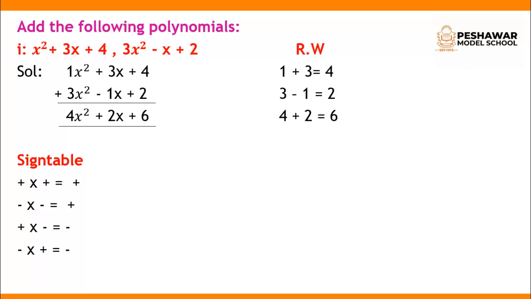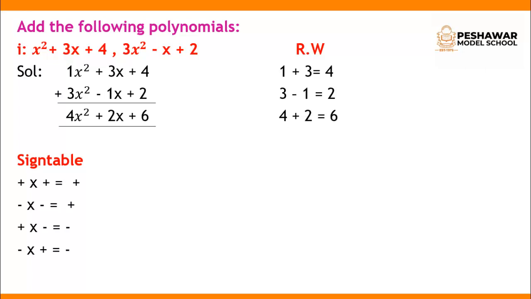So the first algebraic expression is x square plus 3x plus 4. Now the second algebraic expression is 3x square minus x plus 2. So my dear students, addition of polynomials can be done by 2 methods. Either it is done by the horizontal method or by the vertical method. It depends on you which method you use for the addition. By method 1, that is the vertical method, there are some steps which I will explain for you.